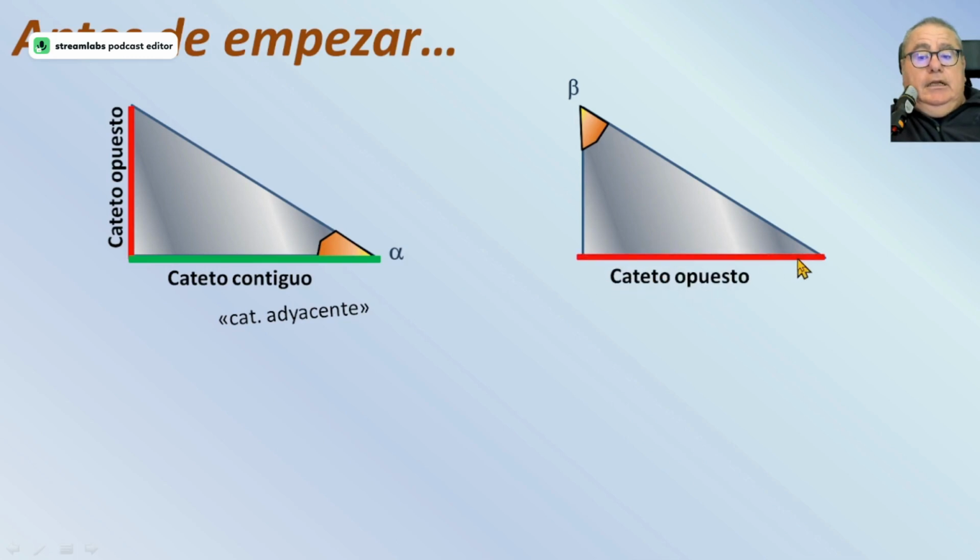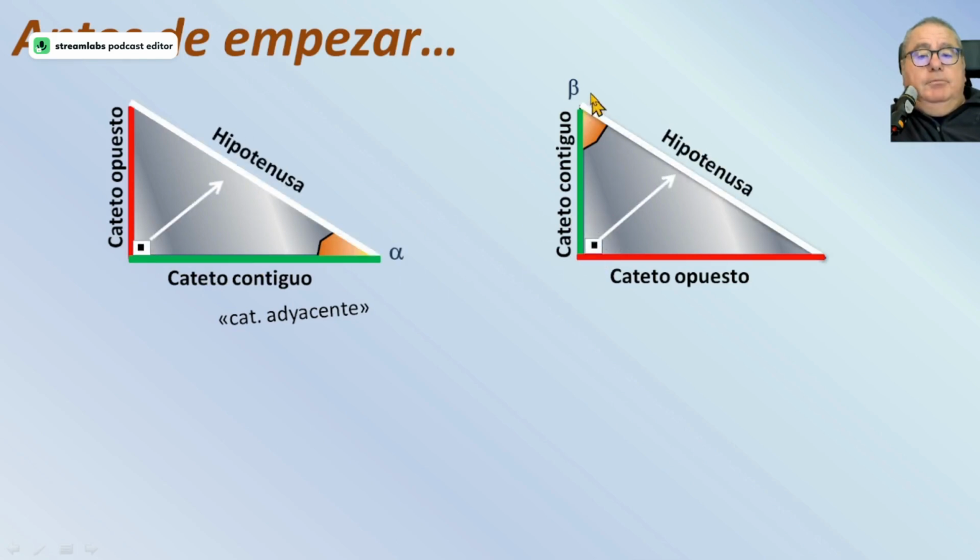All this would be the opposite side. I have also marked it in red. We have also made the adjacent leg green. And in both cases, what is right in front of the 90-degree angle, the right angle, is the hypotenuse, which is the longest side. No matter where you look at it, the hypotenuse is always the longest side of a right triangle.